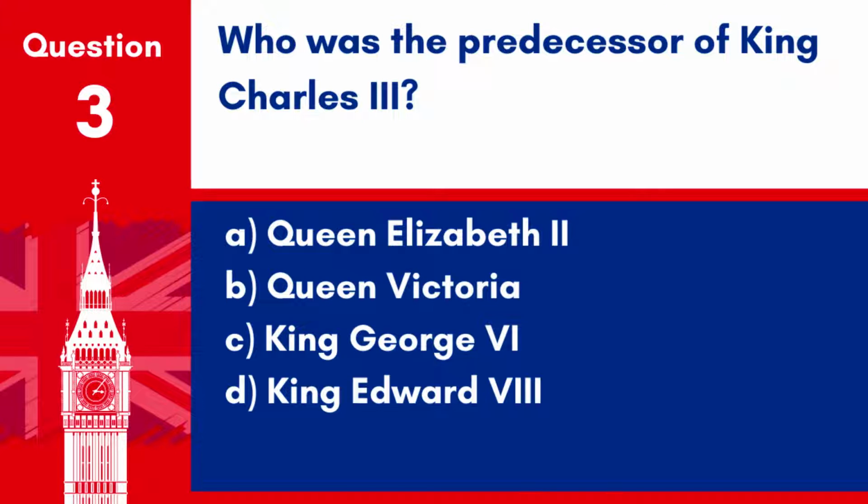Question 3. Who was the predecessor of King Charles III? A. Queen Elizabeth II. B. Queen Victoria. C. King George VI. D. King Edward VIII. Answer: A. Queen Elizabeth II. The predecessor of King Charles III was Queen Elizabeth II.